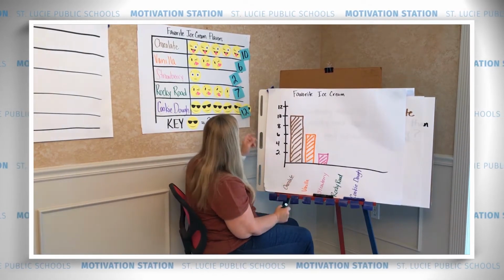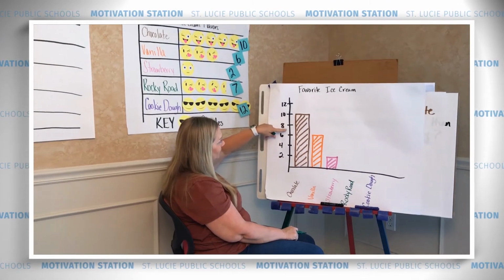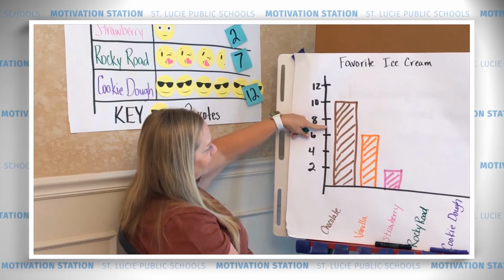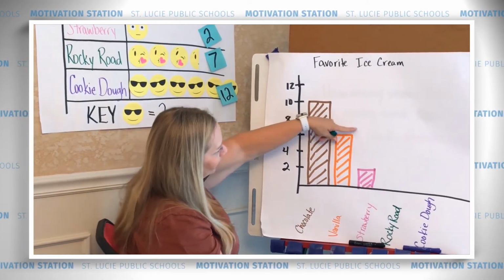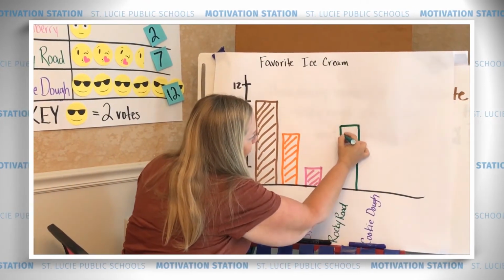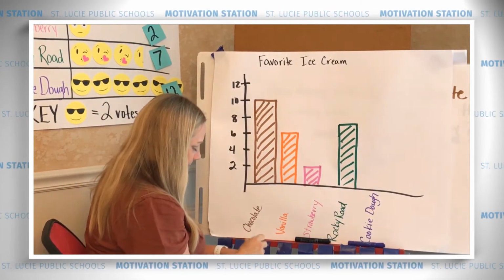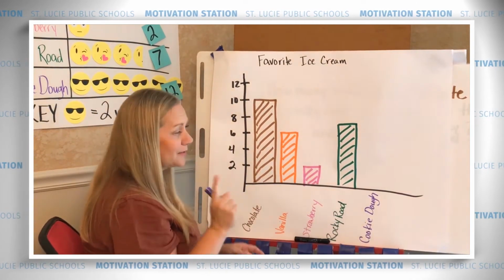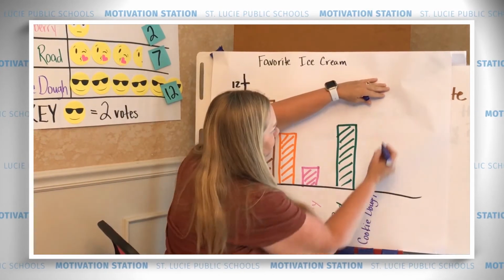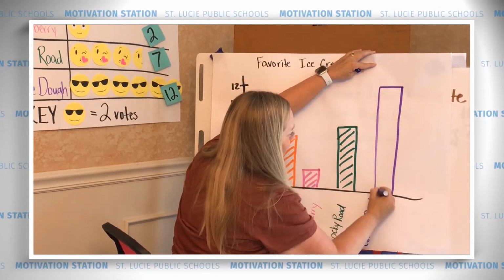Rocky Road, that one got 7 votes. So there's no 7 on my scale. But I know that 7 is between 6 and 8, because if I were to count, I would say 6, 7, 8. So halfway between 6 and 8, I'm going to come across and make a line and draw my bar in above Rocky Road, and that represents 7. And then cookie dough, if I remember, that was the most. Cookie dough had 12. So I'm going to come over to the 12, draw a line above cookie dough. And that's got a big bar all the way across.